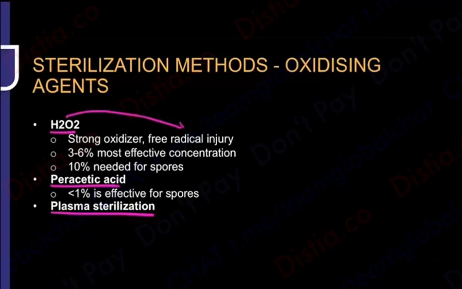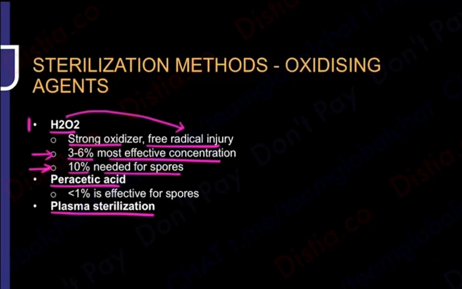We know it is such an important and a dangerous thing. It causes free radical injury. We know it is a strong oxidizer, right? Please note, for effective concentration, we have 3 to 6%. For spores, we need a 10%. So obviously, for spores we will always need something extra. What all can kill the spores? I will tell you right at the end.